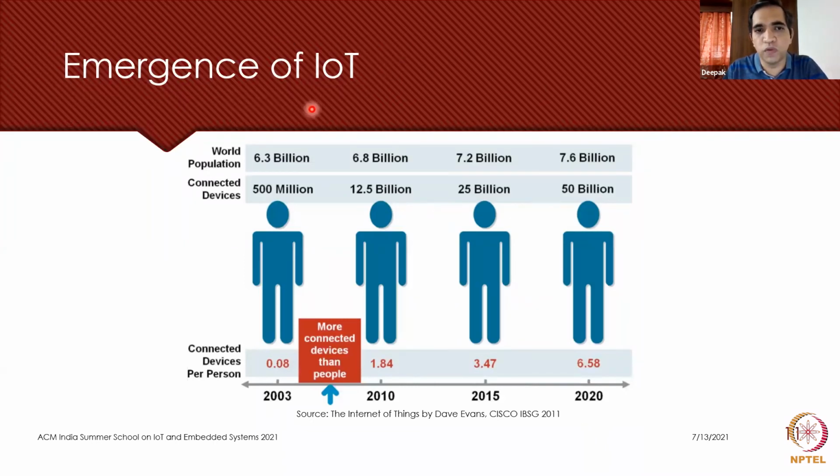and things are moving forward at a quick pace. You can see that in 2003, this is data collected from a Cisco document, the number of connected devices was about 500 million, and the world population was about 6.3 billion. So here the world population was some orders of magnitude higher than the connected devices.